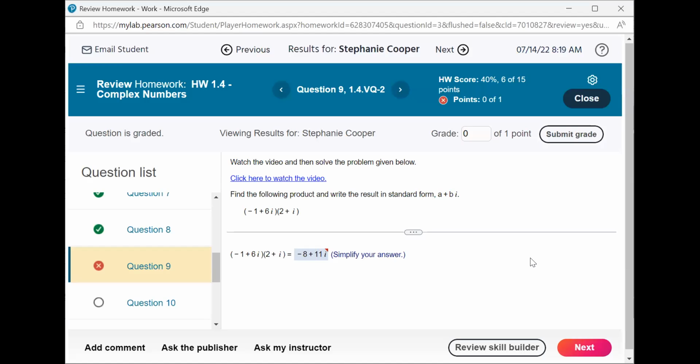This is your question number 9 on homework 1.4. You had said, actually, that's the correct answer. The answer that you gave was -2 plus 17i. And even though I can't see your work that you did to get there, based on your answer, I think I know exactly the mistake that you made and how to fix it. Okay, so let's go back to the whiteboard.